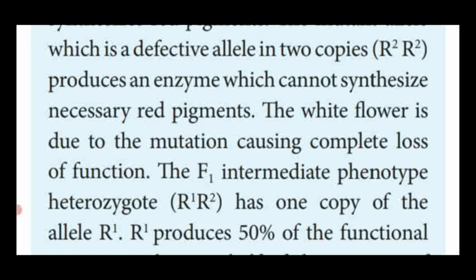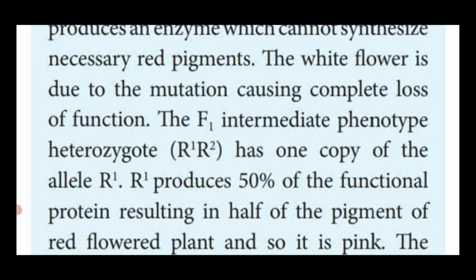It has the functional enzyme, but it is unable to produce the red color pigment. That's why the mutant allele produces the white color flower, due to the complete loss of function. What is the complete loss of function? It is unable to produce the red color pigment. Okay, so the intermediate phenotype heterozygous has 1 copy of the allele R1, and R1 produces 50% of the functional protein, resulting in half of the pigment.